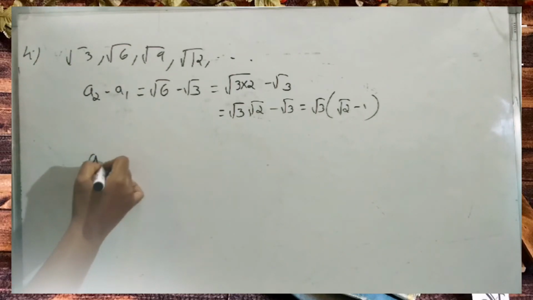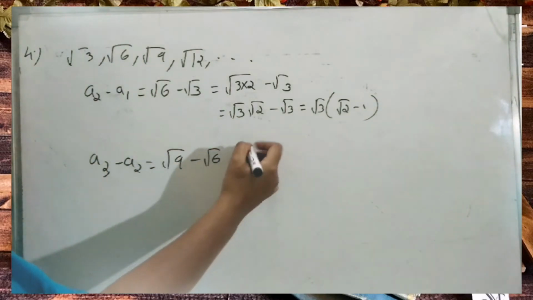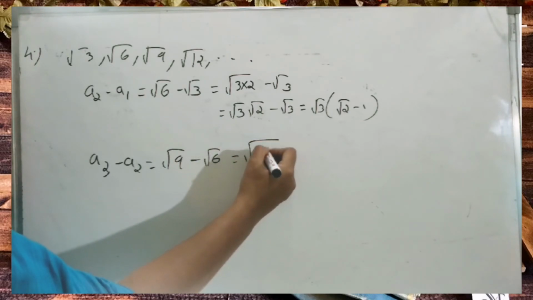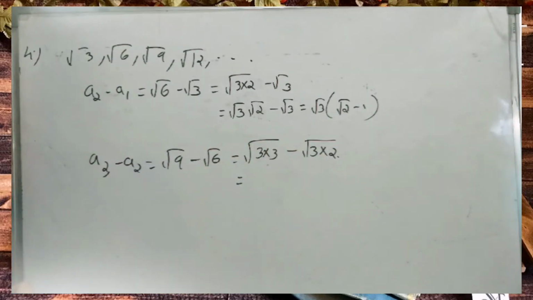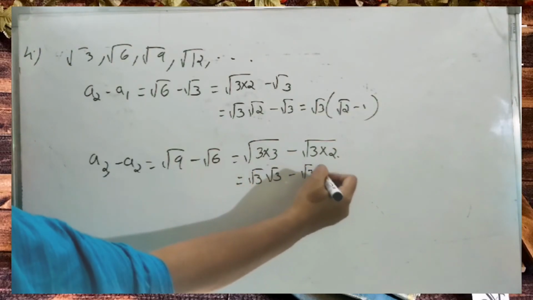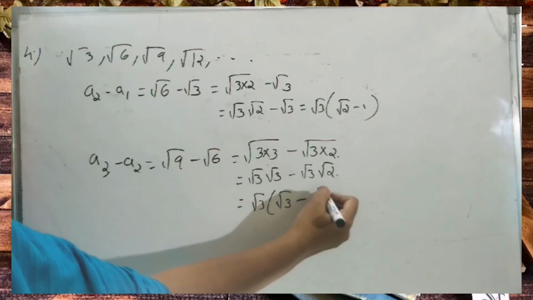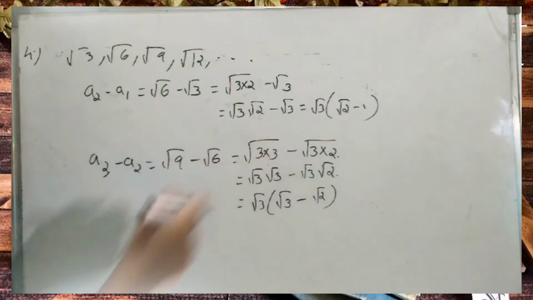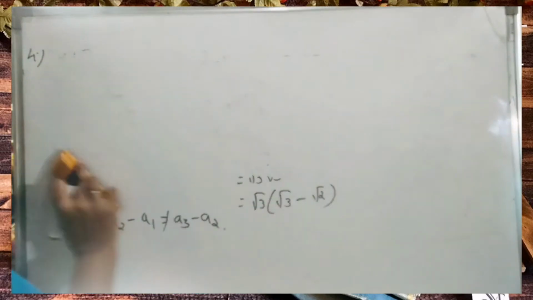Now a3 minus a2 is equal to root 9 minus root 6. Root 9 we can write as 3 into 3, and root 6 we can write as 3 into 2. And just split it like root 3 into root 3 minus root 3 into root 2. Now root 3 is common, take it outside, and the first term root 3 will remain and the second term root 2 will remain. Just look at these two differences, we can see that a2 minus a1 is not equal to a3 minus a2, therefore this does not form an AP.